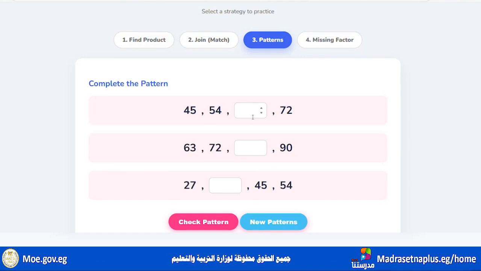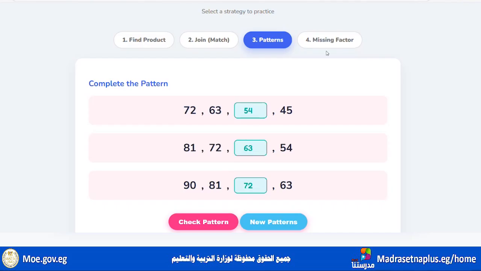New pattern. This one, 63, I think we got it before. 63, 72, 81. 27 and what? Table 9, multiples of 9. Yes, 36. Yes, we got all. New pattern, 72, 63. Yes, 54, 81, 72. Yes, 63, 54. What about this one? 90, 81. 72. Yes, check.